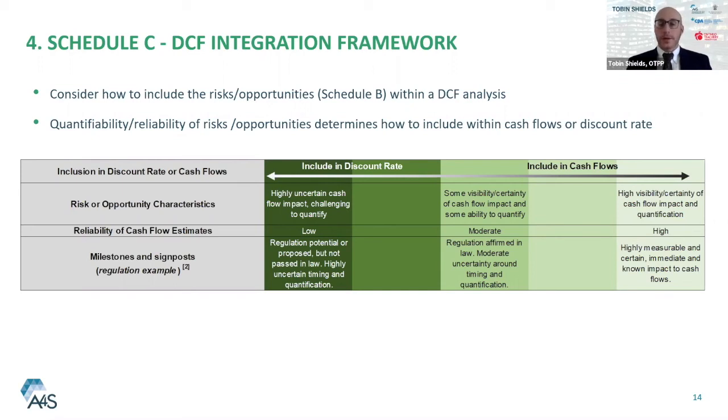For example, a highly uncertain cash flow impact that is challenging to quantify with a low reliability of cash flow impacts, such as potential regulation which has been proposed but not yet passed in law and with uncertain timing, could be considered in the discount rate. Whereas if this regulation were enacted in law and the cash flow impacts were known and highly quantifiable, these could be considered in the cash flows instead. Users should consider how this thought process integrates with their overall valuation process and procedures, and they could take a different approach. Next slide, please.